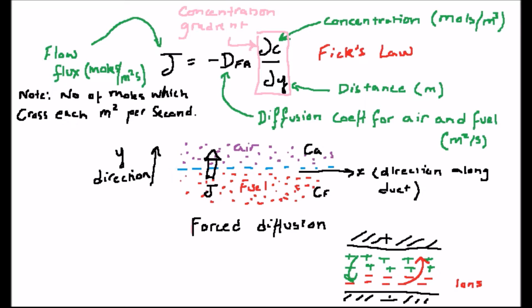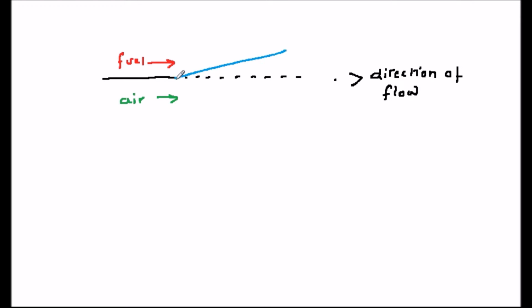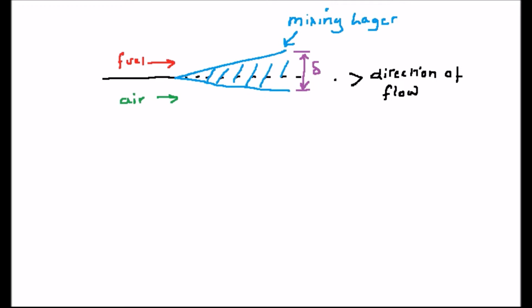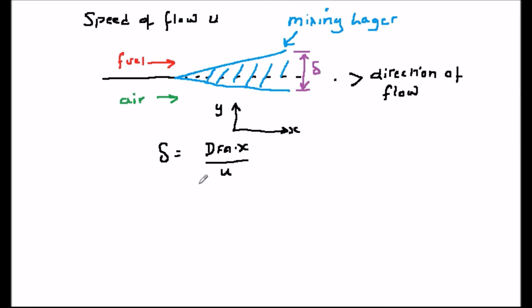Now, to aid these calculations, several authors have introduced a variable which is known as the mixing layer thickness, given the symbol delta. This is defined as a region where the mixing has been successful enough so that the molar fractions of air and fuel differ by only 1% from their required values. It can be shown to be given by the formula delta is equal to the square root of D_FA times x over u_c, where u_c is the speed of travel of the flow in the x direction.